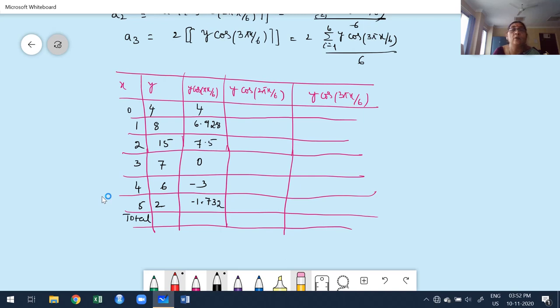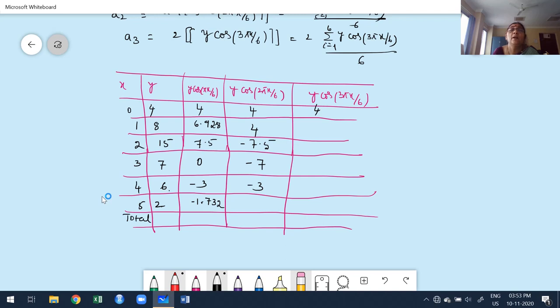Similarly, I have to calculate this value. Two extra are there. X is 0, cos 0 will get 1, 4 only. Here also 1, 4. And next, put x is equal to 1, cos of 2π by 6 into 8, we get 4. Cos of 2π into 2 means cos of 4π by 6 into 15, we get minus 7.5. And next, cos of 2π into 3 means cos of 6π by 6 is π, cos π is minus 1, we get minus 7. And next, cos of 2π into 4 is cos of 8π by 6 into the corresponding y value 6, we get minus 3.